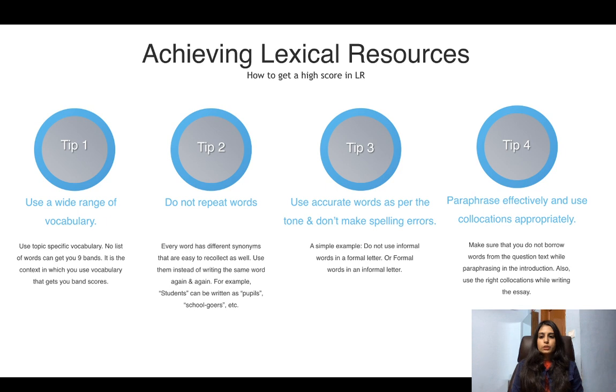Achieving lexical resources, yet again we have 4 tips. So use a wide range of vocabulary. You all know what this means. Do not repeat words. Unnecessarily repeating words is when you showcase that you don't have a wide range of vocabulary. In tip 1, you have to use topic specific vocabulary. Whatever the topic of the question is, think from that perspective and try to use words that are specific to that topic.